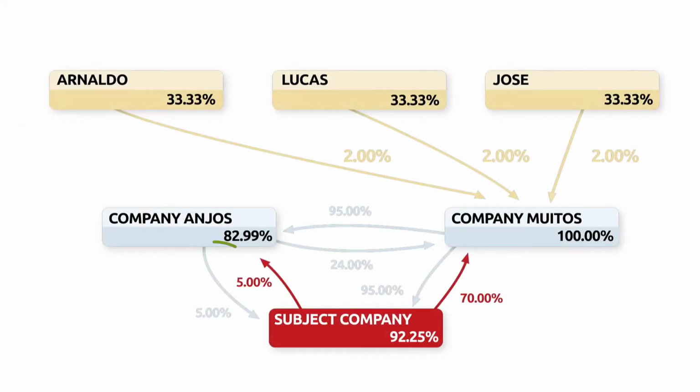As you see here, Anjos owns 5% and Muitos owns 95% of the subject company. In this diagram, you can see the stock owner, Jose, appears to own 2% of Muitos. However, his integrated ownership is actually 33.33% in the subject company through different links and circular ownership in said companies. In fact, the T-Rank's calculations show us that the subject company is 100% owned by just these three individuals. It would have been challenging to discern this essential fact through other means.